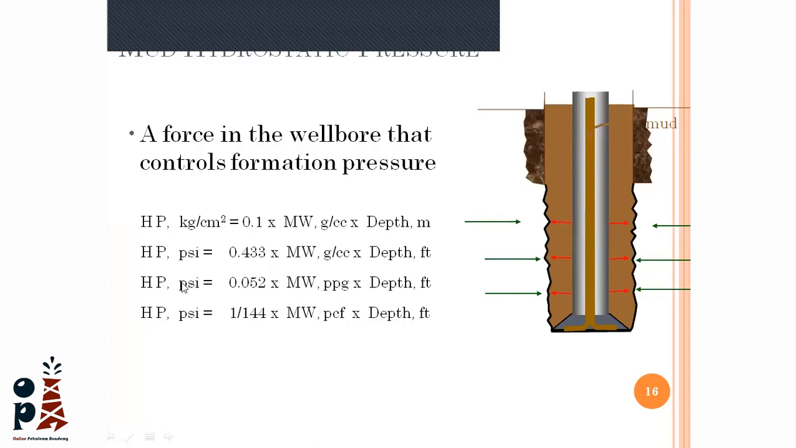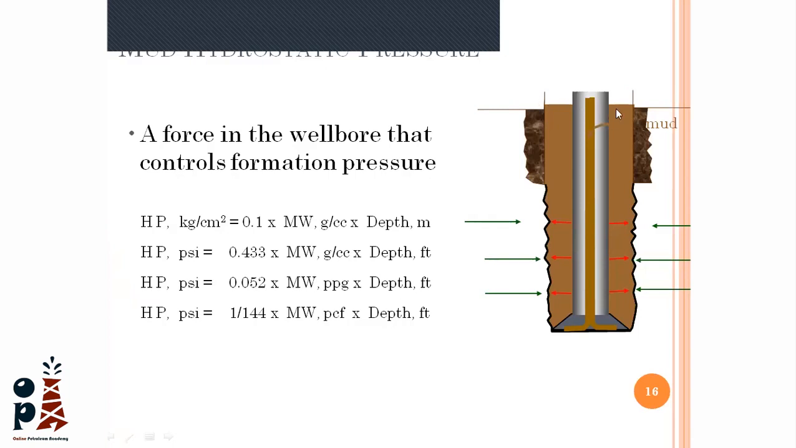For example, this is psi, pound per square inch, but this is pound per gallon, and here is feet. So we will convert the gallon to cubic feet, then the square feet will go to square inch. So this 0.052 or 0.433 is just a conversion constant. So the point is that the hydrostatic pressure is equal to the constant multiplied by the mud weight or the mud density, with any unit, multiplied by the depth, which is the TVD.